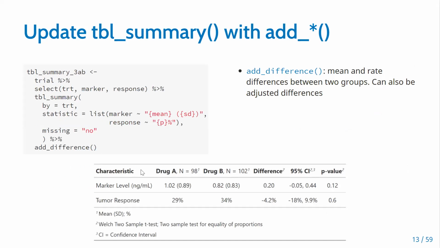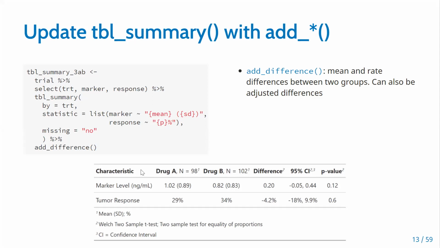This is another example of an add function. This is add_difference. This is one of my favorite functions because I personally do a lot of studies where we're comparing two treatments, or a randomized trial, for example, where we are just looking at how things are different between two groups.